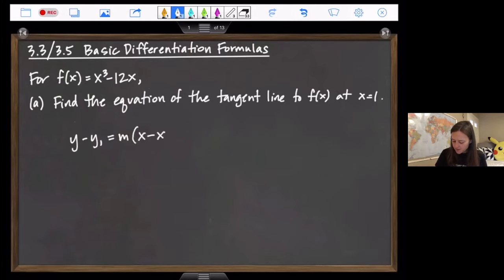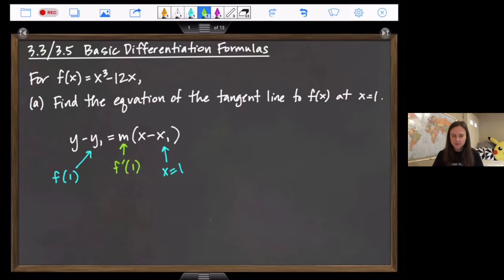All right, so let's remember our formula for the equation of a line, the one that we've been using anyway. We're given the x coordinate, the x1, that's just the x value that we're given, x equals 1. Our y1 value, that's the one that we get by plugging straightforward into the function. We're going to find f of 1. And then our slope, this is a tangent line, so our slope is, of course, going to come from the derivative. And we'll plug in x equals 1 there as well.